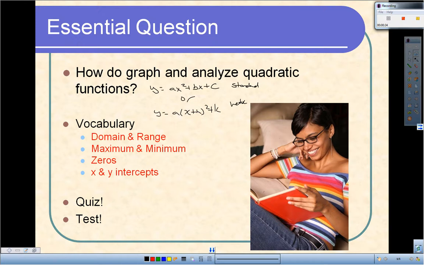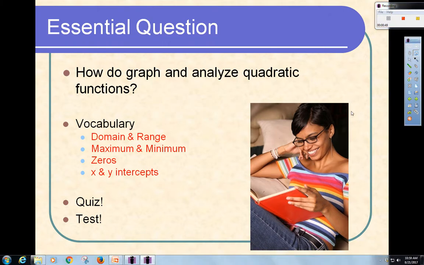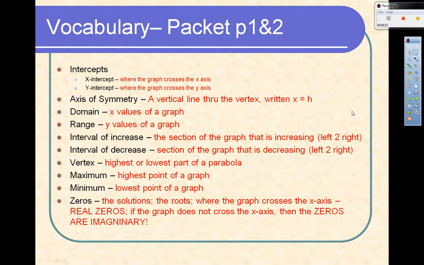Now, today's lesson has a lot of vocabulary, so let's take a look at some of the vocabulary. The first is intercepts. An x-intercept is where the graph crosses the x-axis. A y-intercept is where the graph crosses the y-axis. The axis of symmetry is a vertical line through the vertex, and it's written x is equal to h. The domain are the x values of a graph, and we typically say the domain for quadratic functions is always all real numbers, or from negative infinity to positive infinity. The range are the y values of a graph.